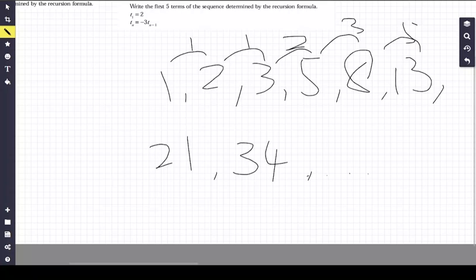So we can see that every two terms together will add up to the next term. 1 plus 2 equals 3, 2 plus 3 equals 5, 5 plus 3 equals 8, 8 plus 5 equals 13, and so on and so forth. So this is actually not a geometric sequence, nor is it an arithmetic sequence.